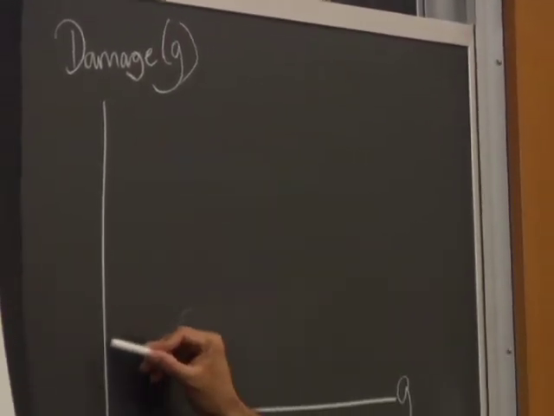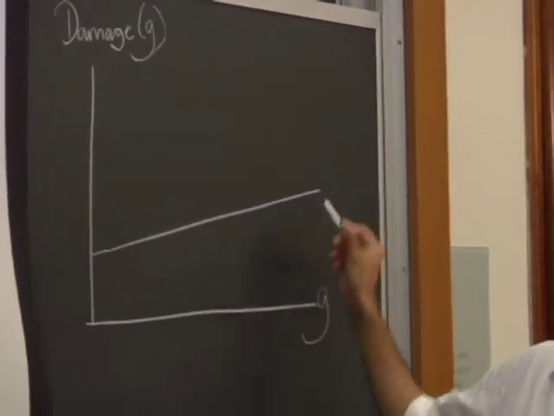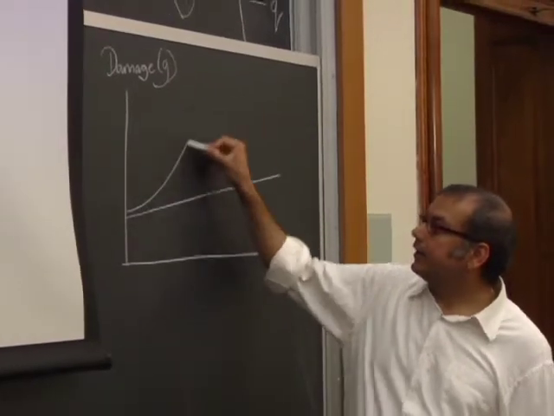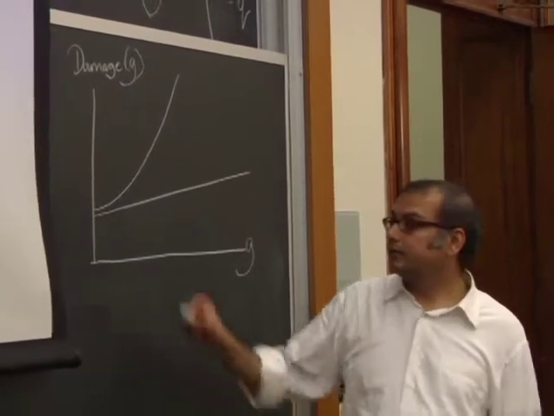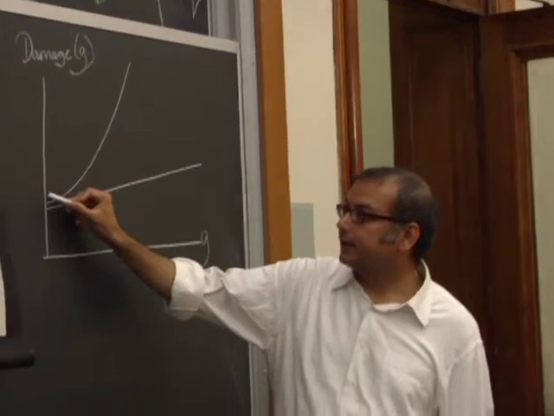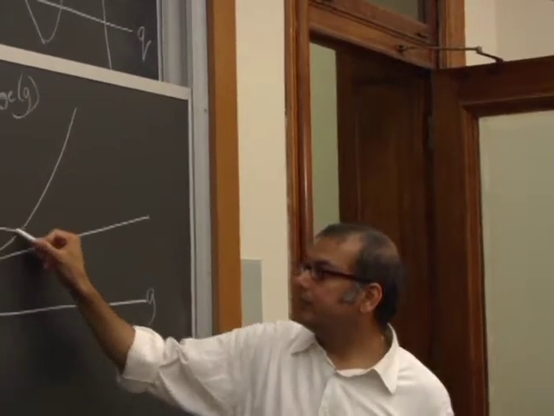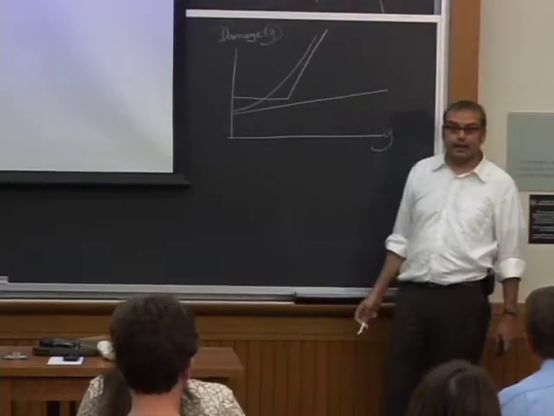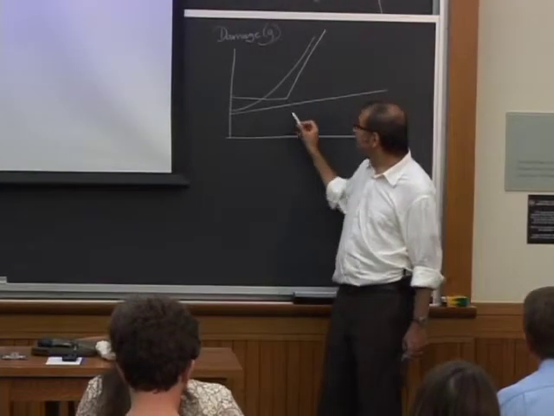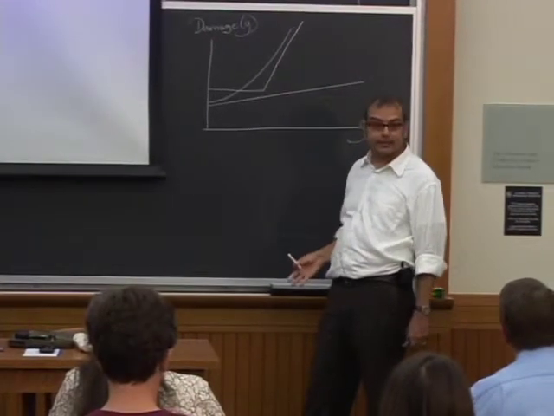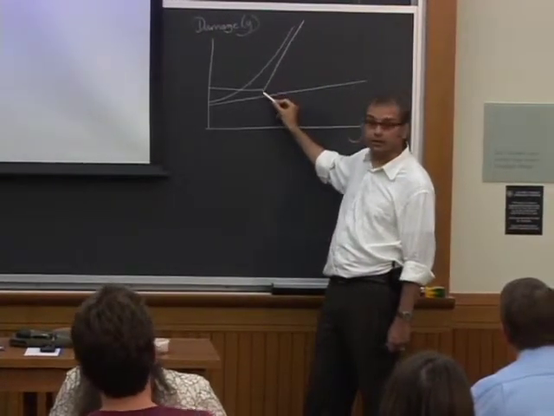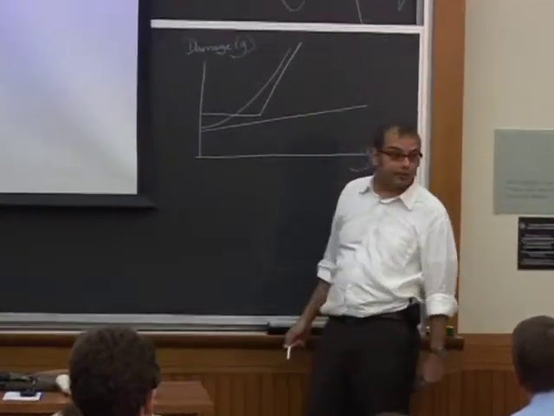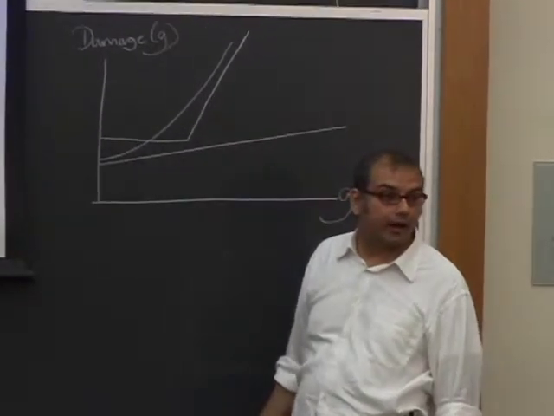The question might be, well, does it look like that? Does it look like this? Or does it look like that? Okay? And so clearly what really matters here is what's the slope, or what's the derivative of the damage function close to where we are.